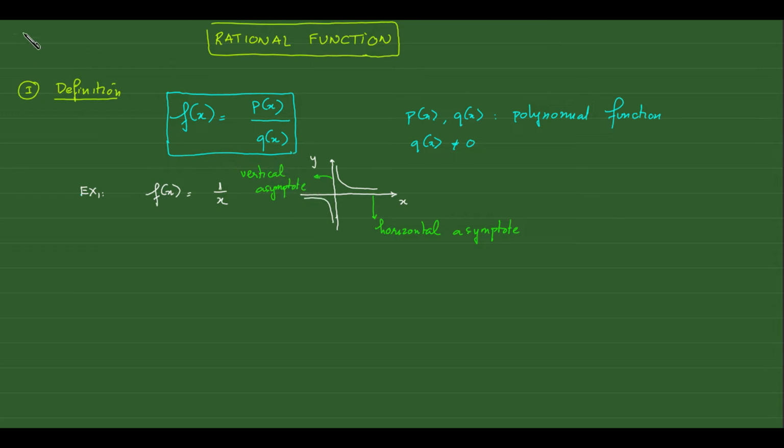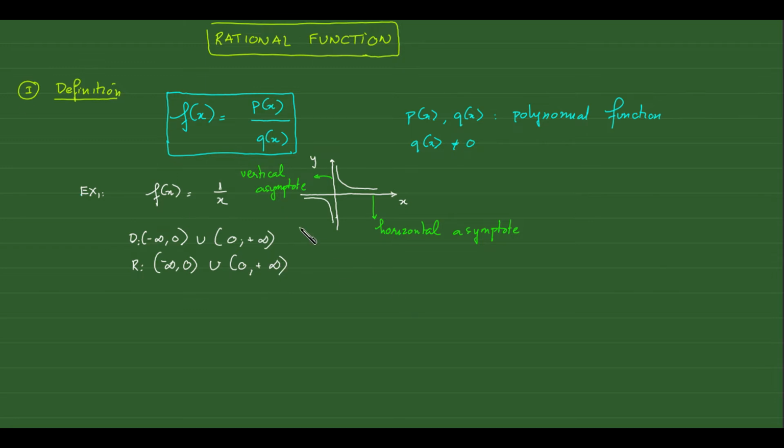Does anyone remember the domain and range of this one? I already mentioned this before. You see that it never crosses zero, right? So the domain goes from negative infinity to 0, union with 0 to positive infinity. That's the domain. And so is the range: negative infinity to 0, union with 0 to positive infinity.